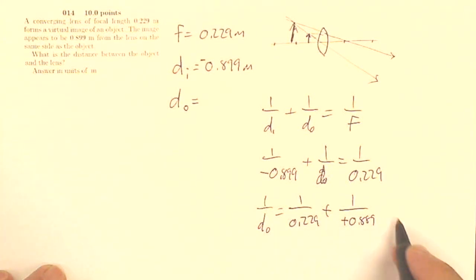So when I take this plus this, I'll get some number, invert it, and I'll get my DO. So I will get my DO right out of that. And it should be a positive number, because objects are always at a positive distance.